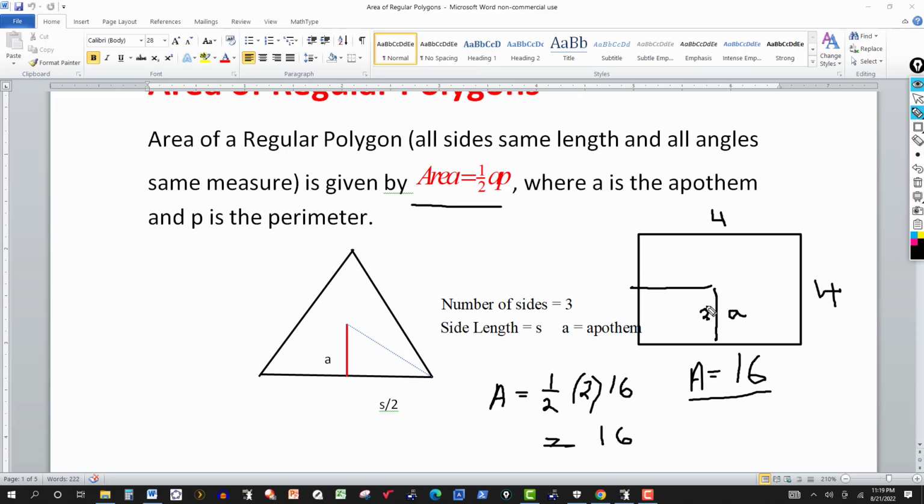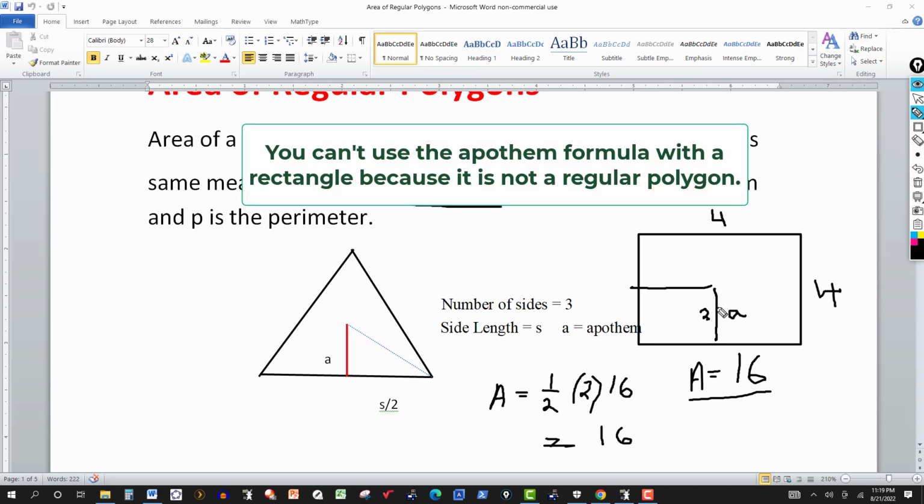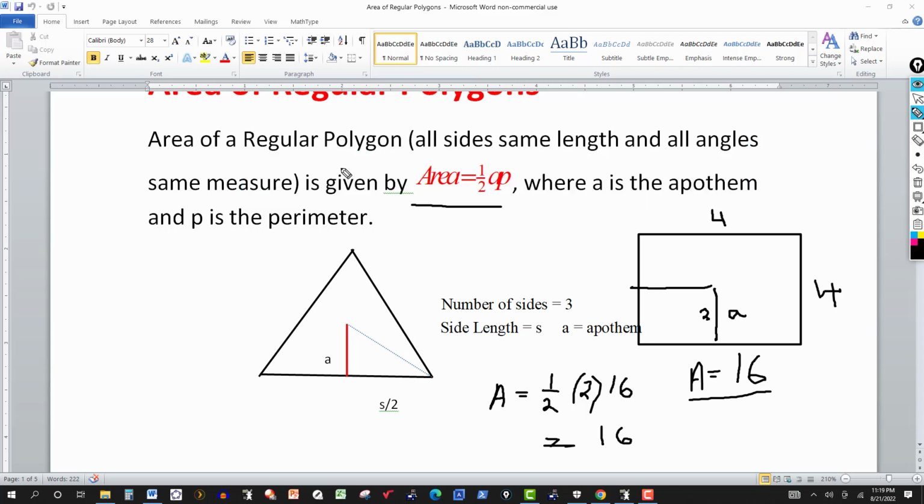Now, I couldn't do this with a rectangle. With a rectangle, to find the area, you have to use a regular formula. Length times the width is going to give me the area, because a rectangle in general is not going to be a regular polygon. Normally the length and the width are not the same. Right? A square is a special type of rectangle where the length and the width are the same length. But keep in mind, you can only use this formula: area is equal to 1/2 the apothem times the perimeter if it's a regular polygon.